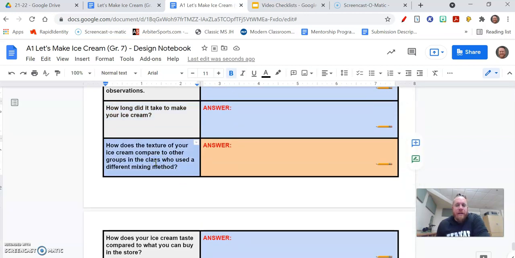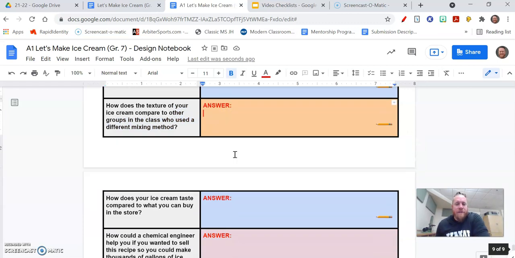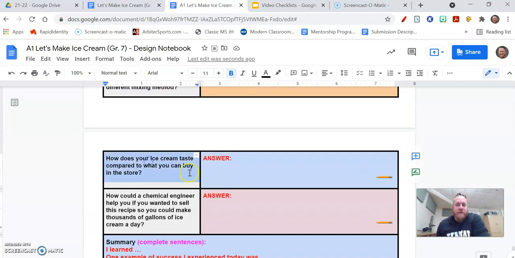We feel that you should answer this question. How does the texture of your ice cream compare to other groups in the class who used a different mixing method? So hopefully you were making some of those observations as you went. Another must-answer question, how does your ice cream taste compare to what you bought in the store or what you could buy in the store? Was it as good? Was it better? Was it worse? Why? Give an explanation for that as well.